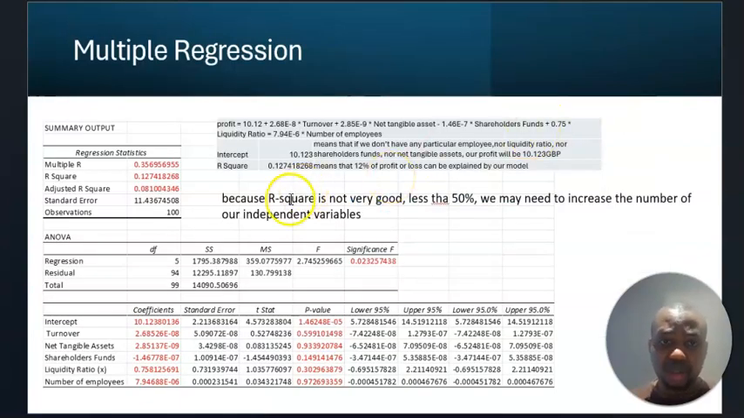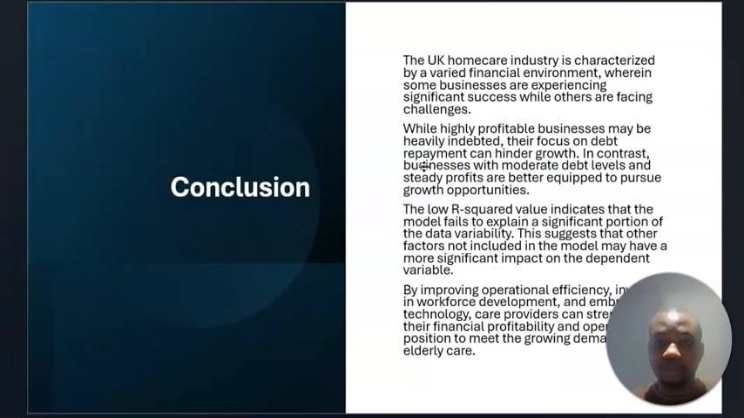Same as the simple regression, but this one will compare a lot of different variables, and we can see that if all the variables here are 0, this is what we have as our profit margin. But by increasing 1 unit of each of them, by increasing 1 unit of turnover, this is what we have as our profit or loss. By increasing 1 unit of net tangible assets, this is what we have. And as stated earlier, our R square here is less than 50%. Our R square here is 0.12. So it simply means that 12% of profit or loss can be explained by our model.